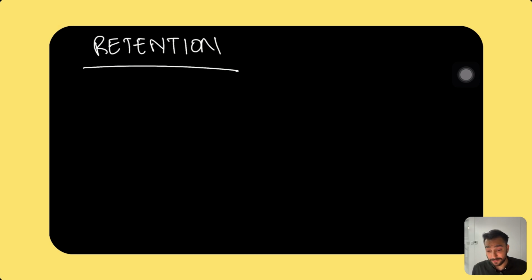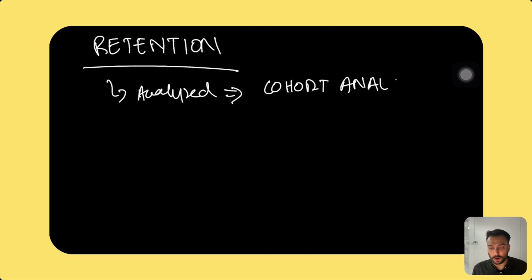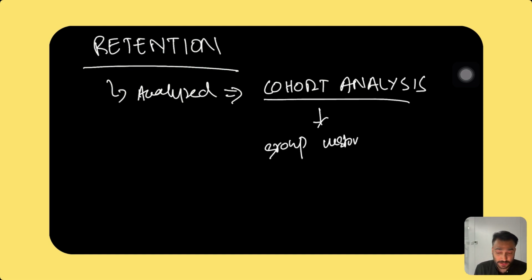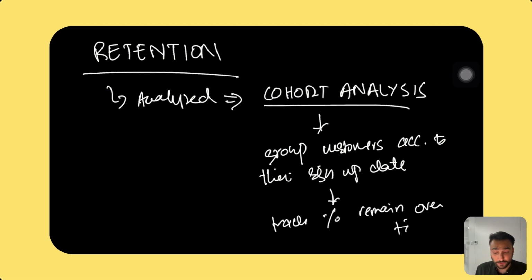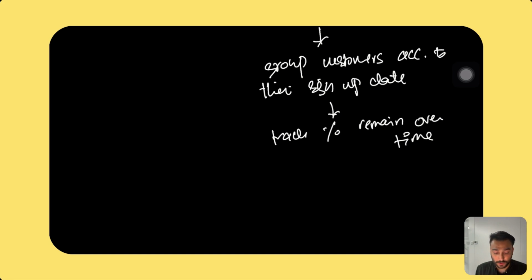Next up, we have a very important metric called retention, which basically means how many customers am I retaining every single week or month. And this is analyzed by doing a cohort analysis, which is where I group customers based on their sign up period. And then I measure or track the percentage that remains my customer over time.